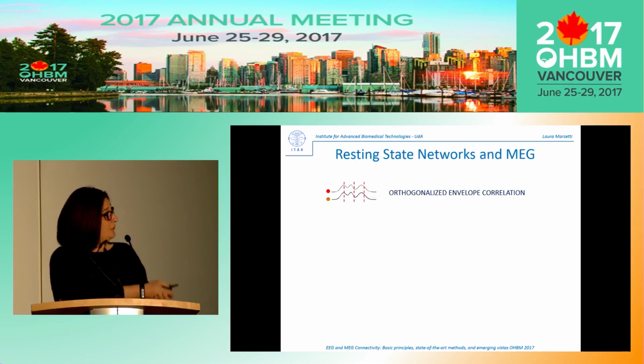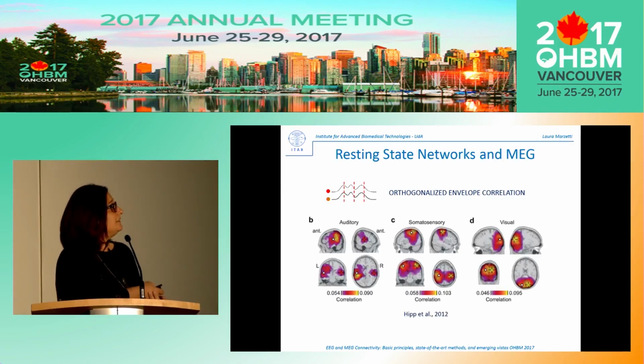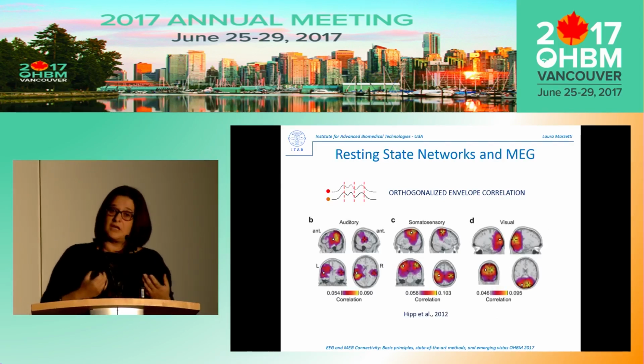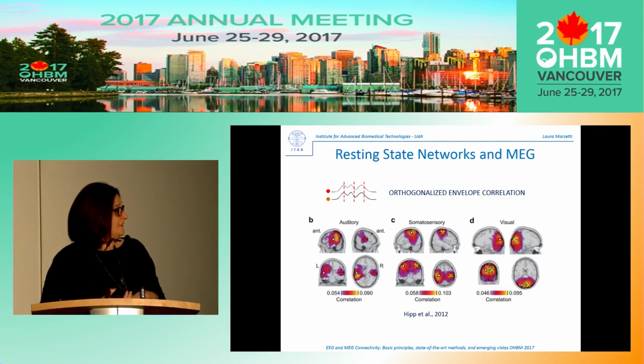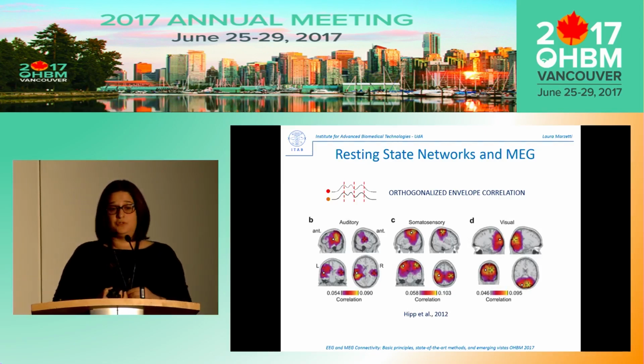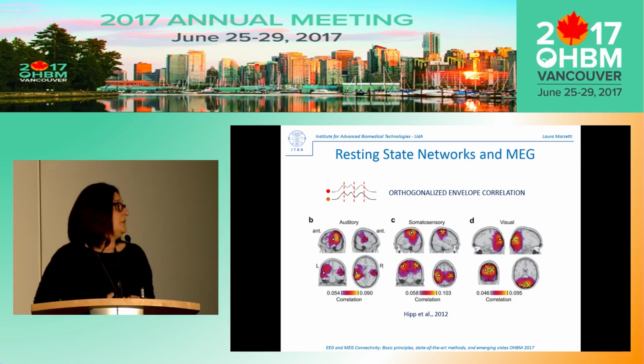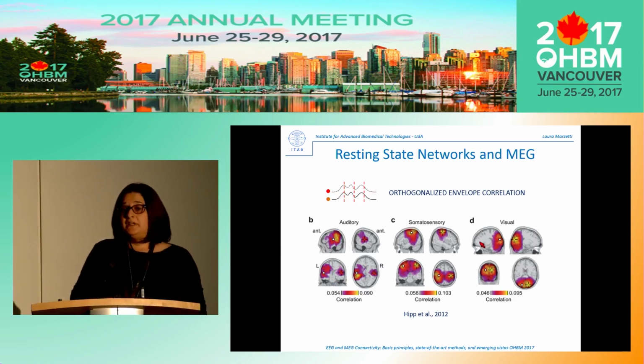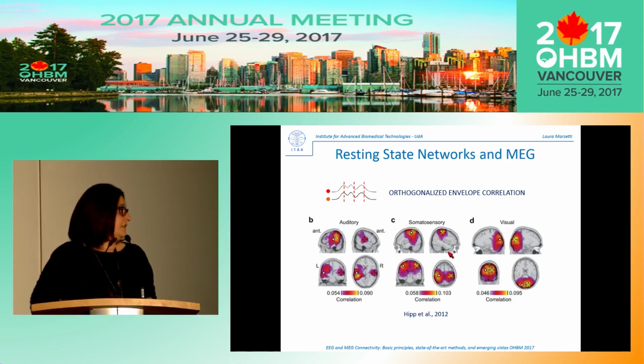And so if you do this kind of procedure and then you estimate your amplitude envelope and then you do some correlation of that, you end up with kind of nice pictures, such as those which are shown in the paper of Hipp in 2012, in which you can see some MEG coupling of the auditory, somatosensory, and visual or primary networks in the resting state in specific frequency bands.